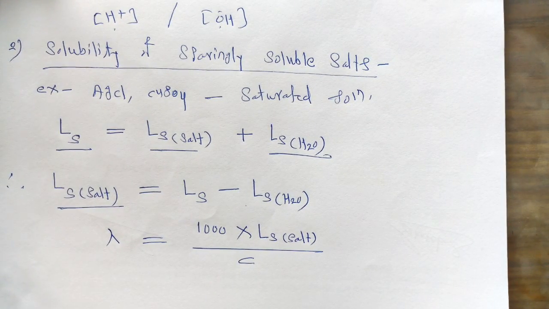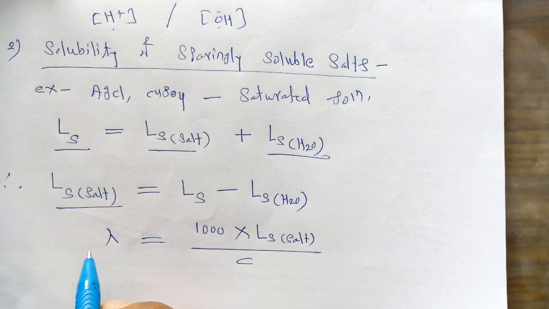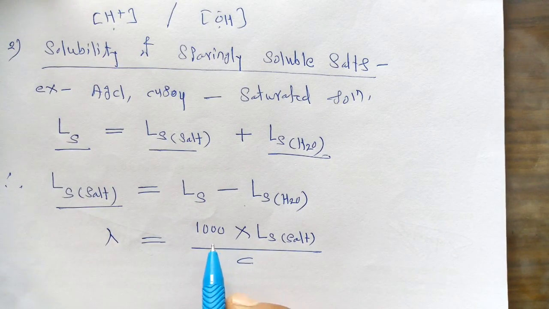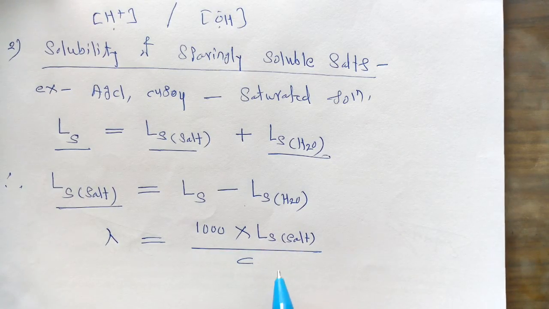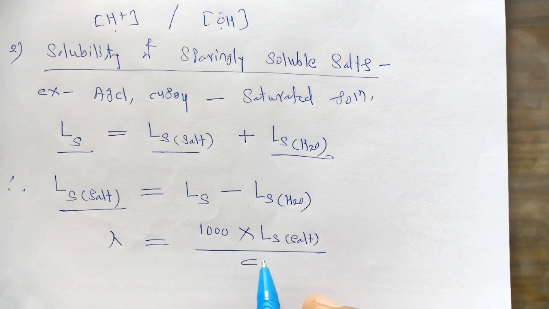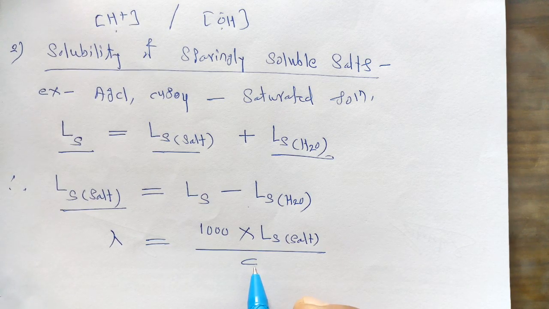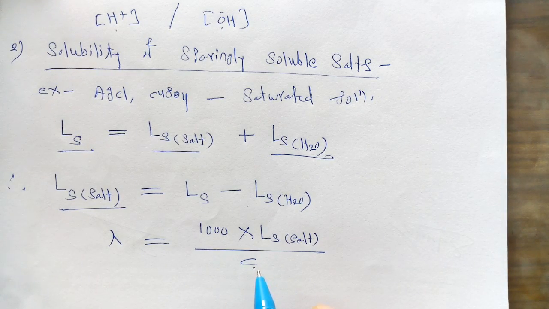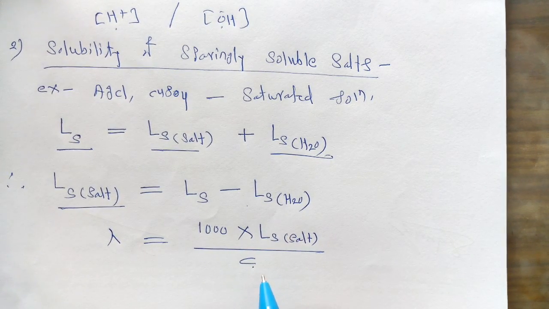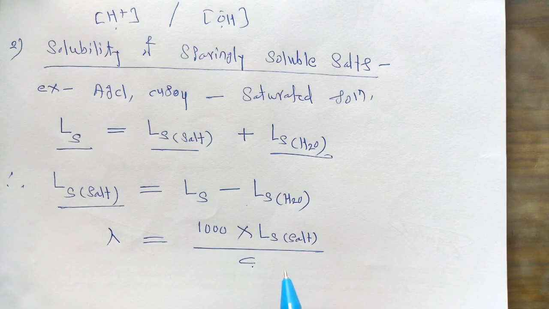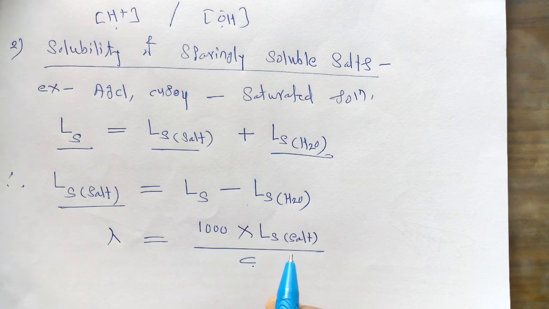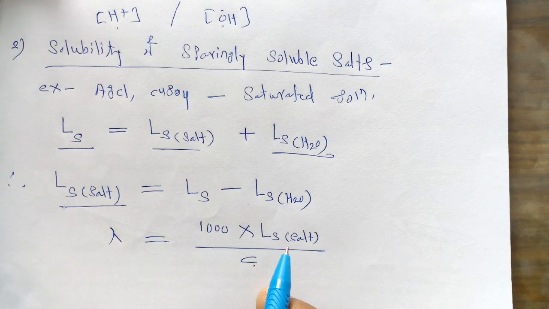So this type of equation is used for the determination of equivalent conductance of the solution as 1000 into Ls, that is specific conductance of salt, divided by C. Now this C is called the concentration of salt in equivalents per liter, and hence it is called its solubility. Now we know that this salt is sparingly soluble in the solution.